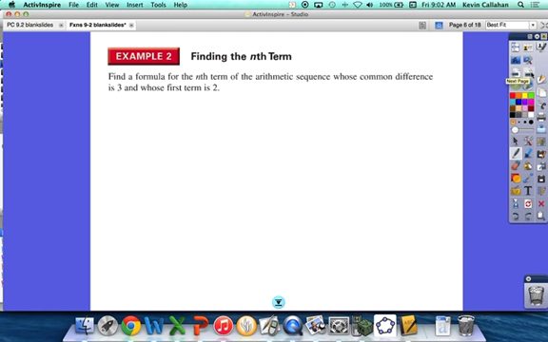Okay, so here's an example. Find a formula for the nth term of the arithmetic sequence if the common difference is 3 and the first term is 2. Okay, so starting point would be, write down that formula from the last slide. an equals a1 plus n minus 1 times d. Now they've given us the a1 and the d. That's what you've got to plug in for.